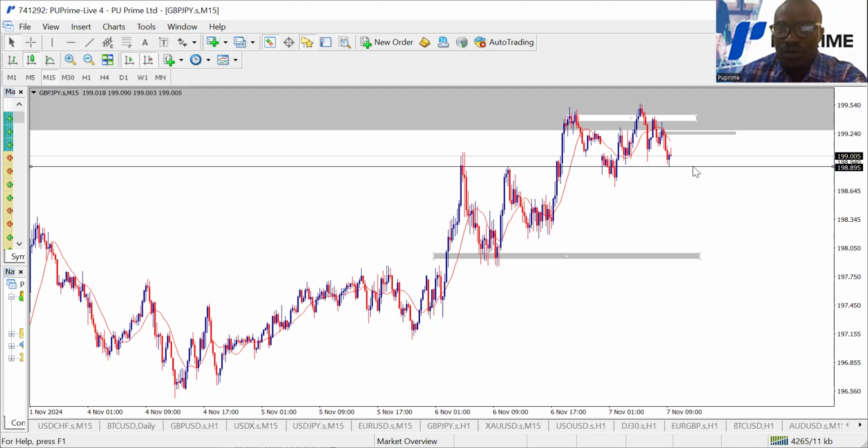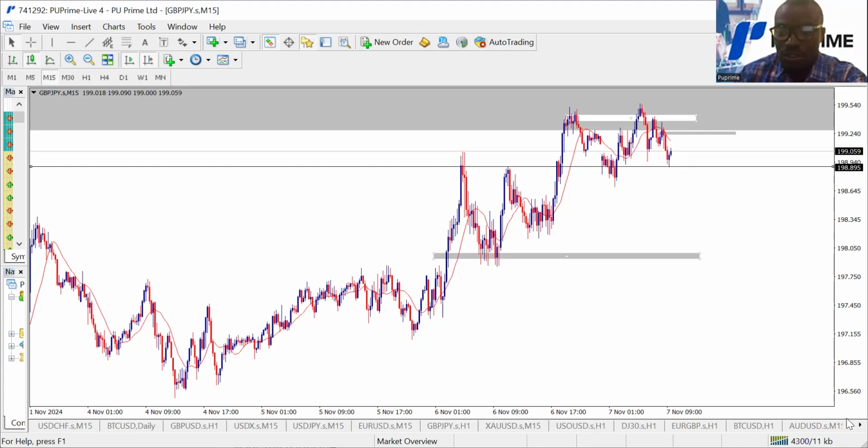Then we wait for a retracement. Then we sell down to 193.345. Should I drop a sell signal? Okay, so once this market closes bearish, then we can take off selling. But at the moment, let's just ignore GBP JPY.